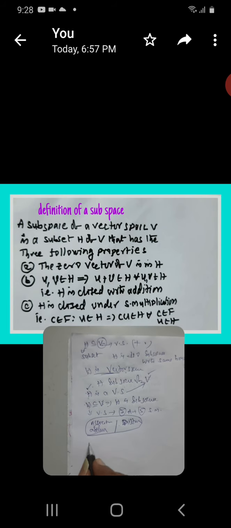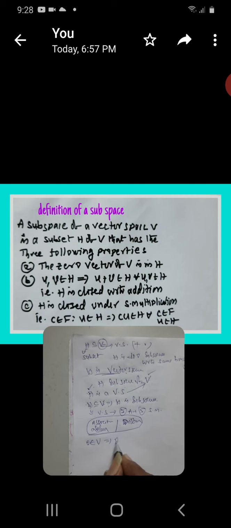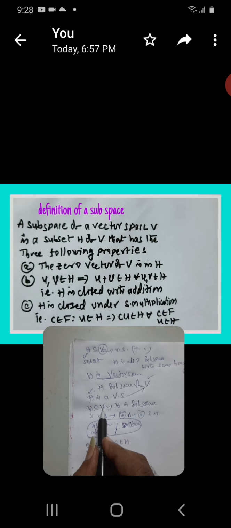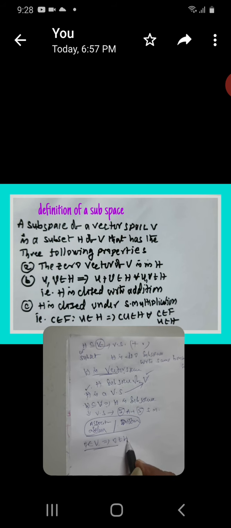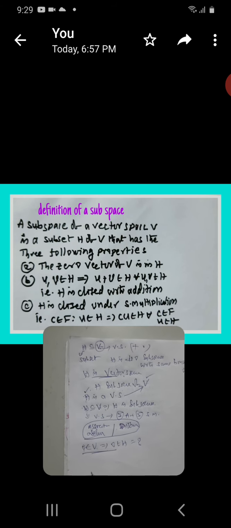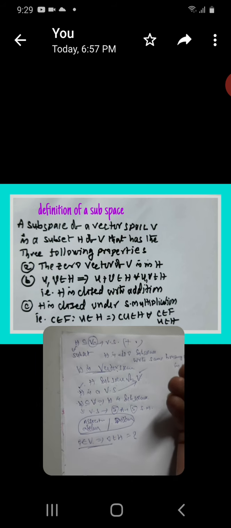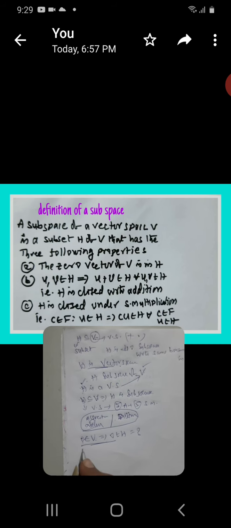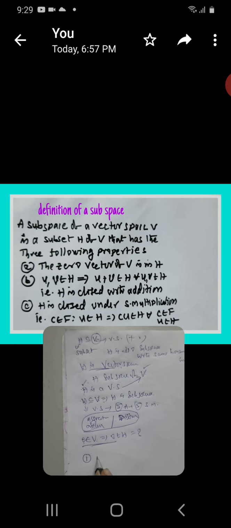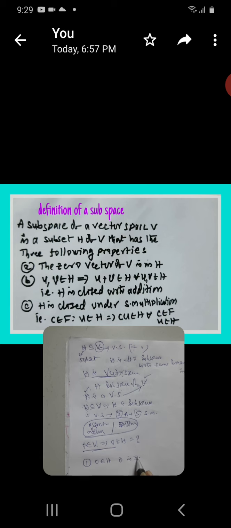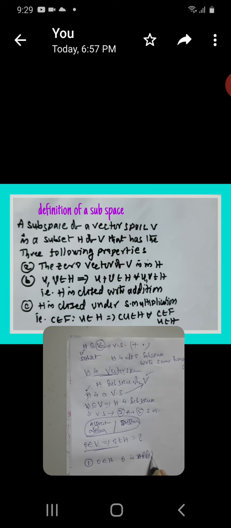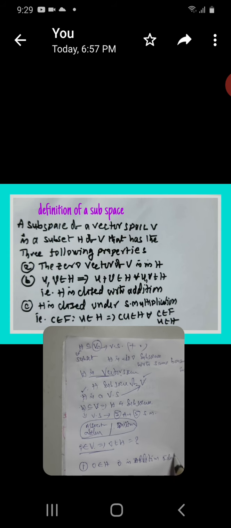Other properties means, 0 is an element of V, but is 0 also an element of H? All elements in H are also elements of V, but 0, an element of V, you cannot say it is also an element of H. It is a question mark. Some vector space properties are given under the subspace. The first property: 0 is also an element of H. It is the addition identity. This is the property.